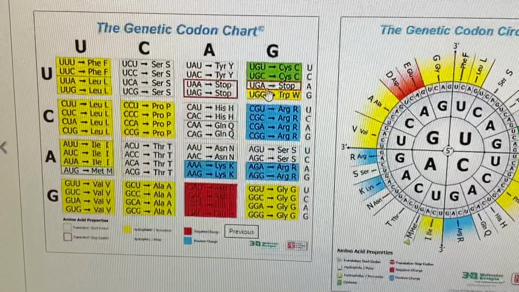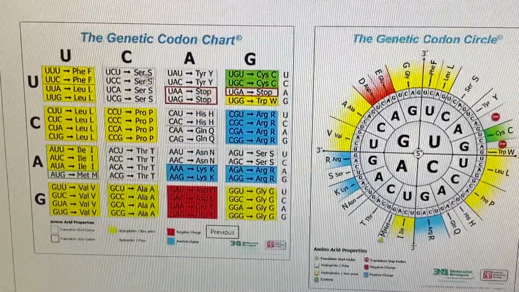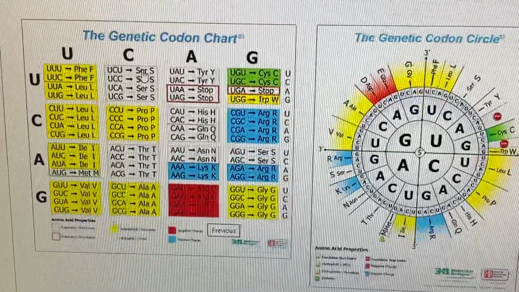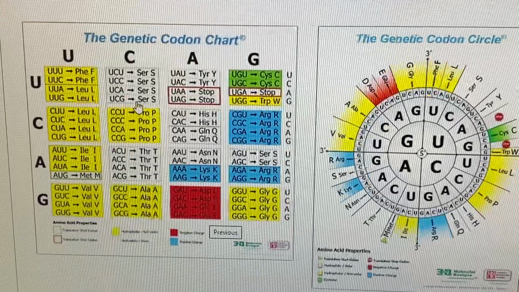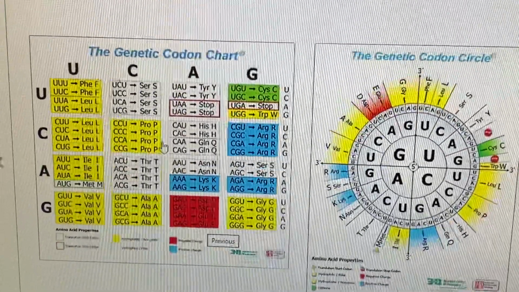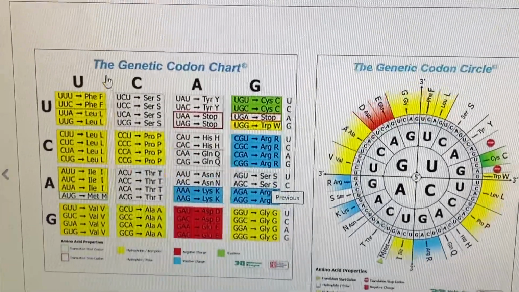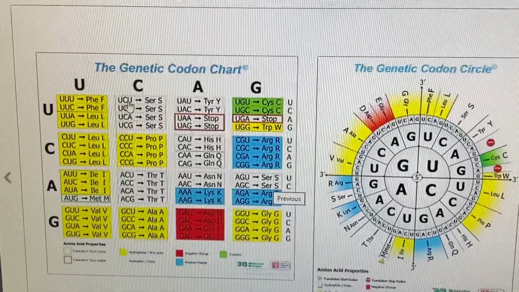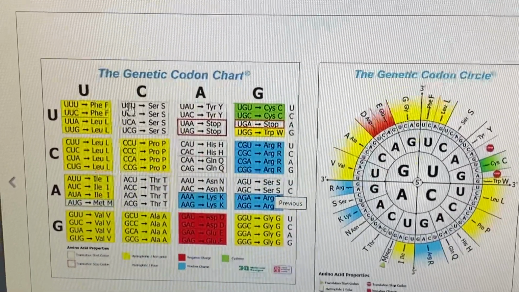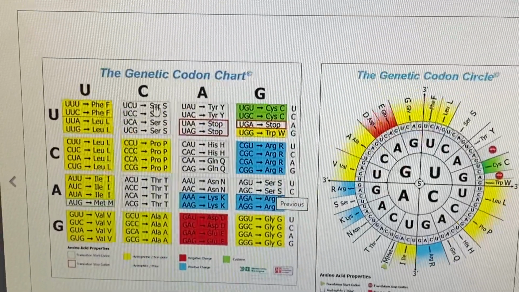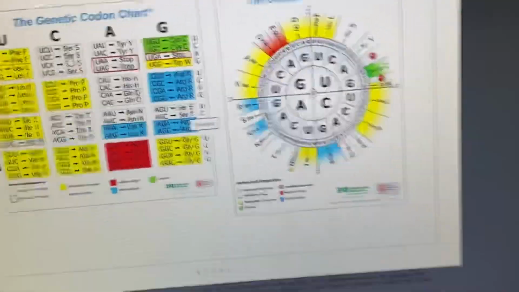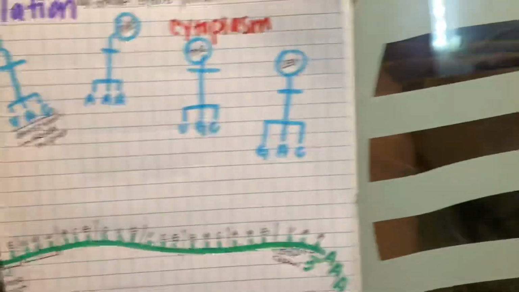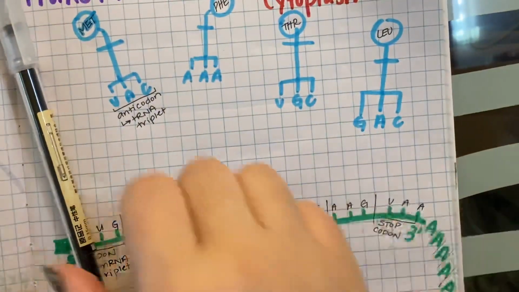Another cool thing you can see is there is redundancy. To get serine, I could have any of these different sequences. So when we talk about mutations in our next video, it's possible that I could have a mutation, but it doesn't actually change my protein because of the redundancy within the codon table. That allows there to be mistakes in our DNA replication, but not have the mistake carry through into our actual protein.